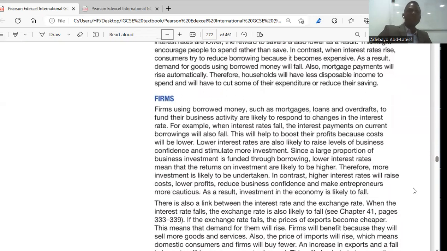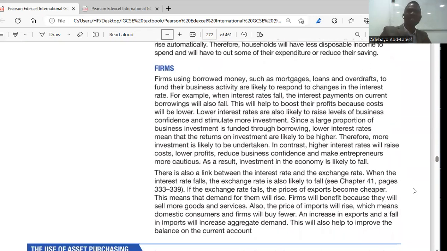So let's go to firms. What are the impacts of interest rates on firms? Firms using borrowed money, such as mortgage loans and overdrafts, to fund their business activity are likely to respond to changes in the interest rate. If interest rate increases, the cost of borrowing for firms would increase. Yes or no? Yes. So borrowing becomes expensive. Firms would be discouraged to invest or would invest less.